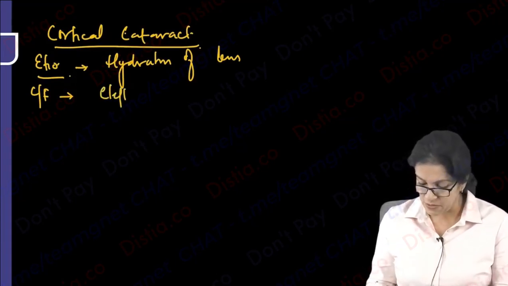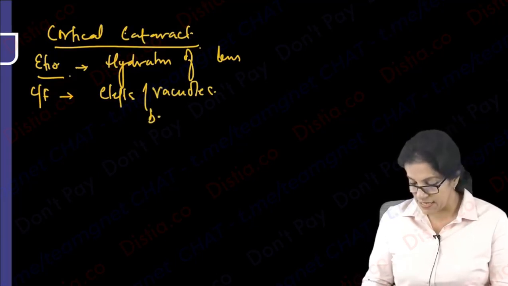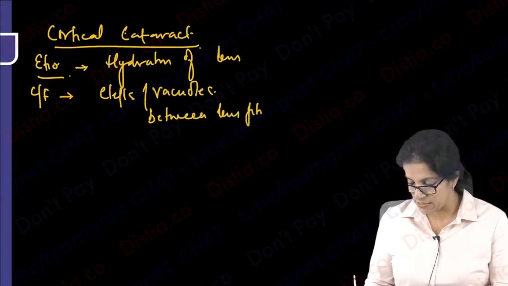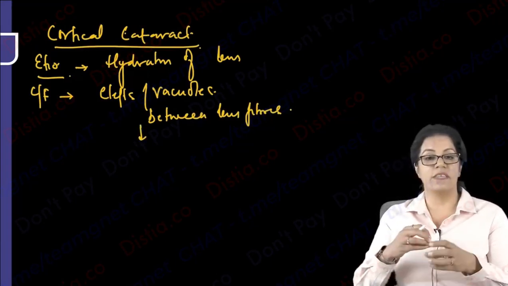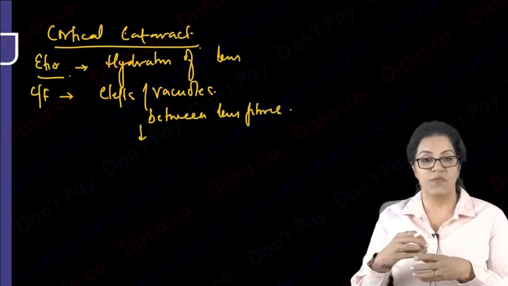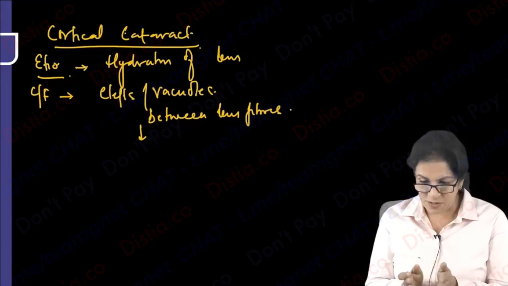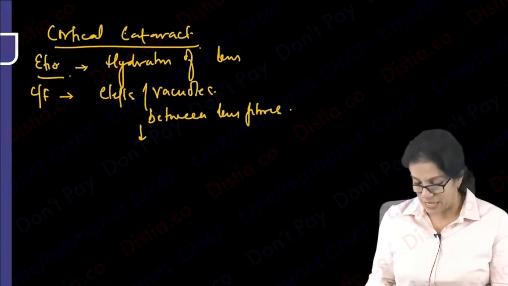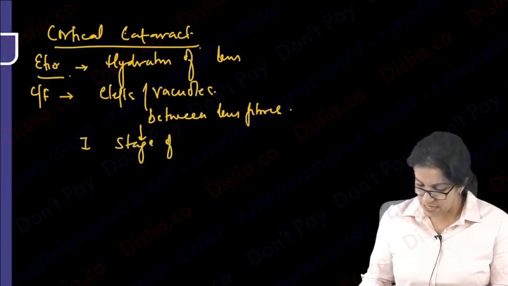First the clefts and vacuoles, these are seen between the lens fibers. Even if we don't mention, it's okay, it's common sense. After this, when there are clefts and vacuoles filled with water between the lens fibers, what is happening? There is a stage of lamellar separation. So this is stage 1. We are coming to the stage of lamellar separation.